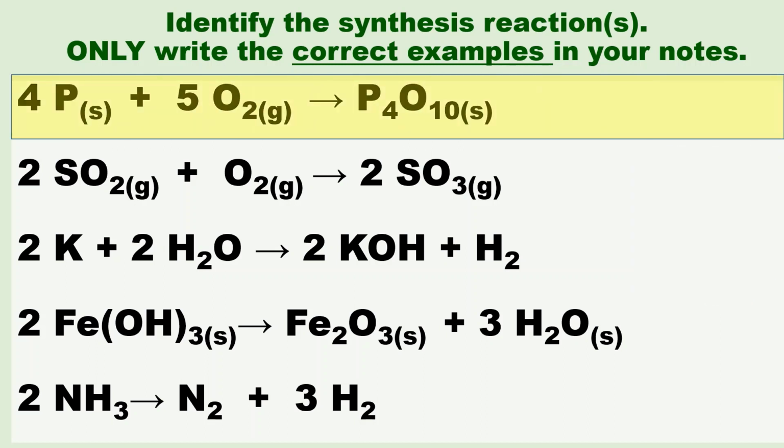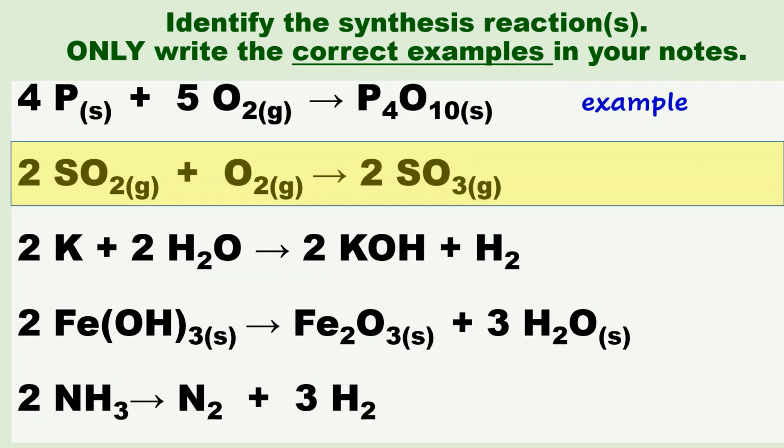The first reaction lacks a plus sign on the product side, so only one product is created. Therefore, this is a synthesis reaction. The same is true for the second reaction. There's only one substance on the product side, SO3 or sulfur trioxide, so it's also an example of synthesis.